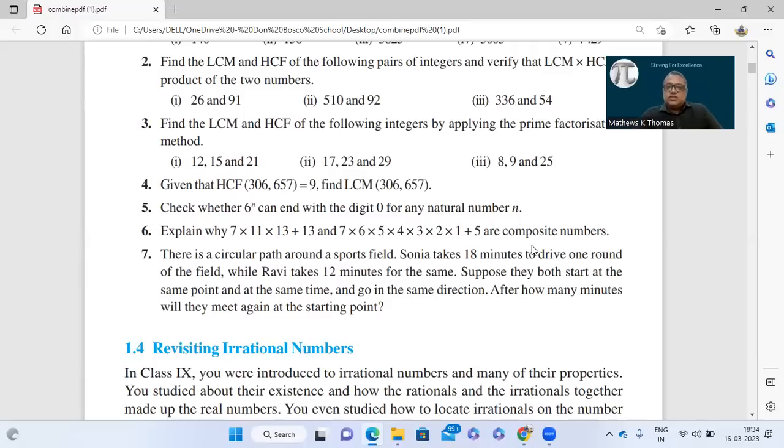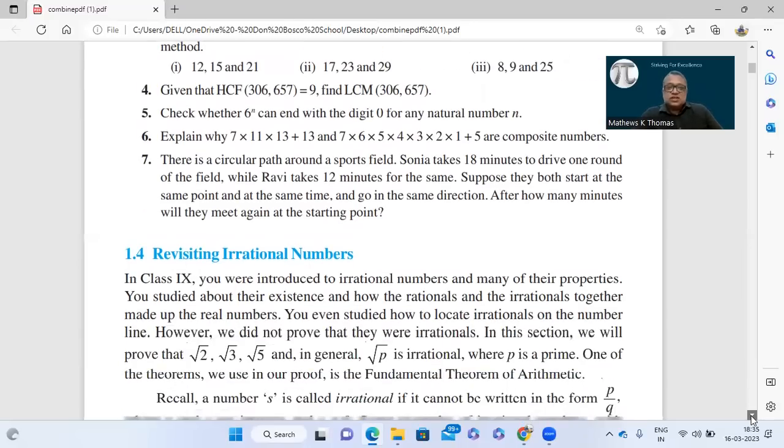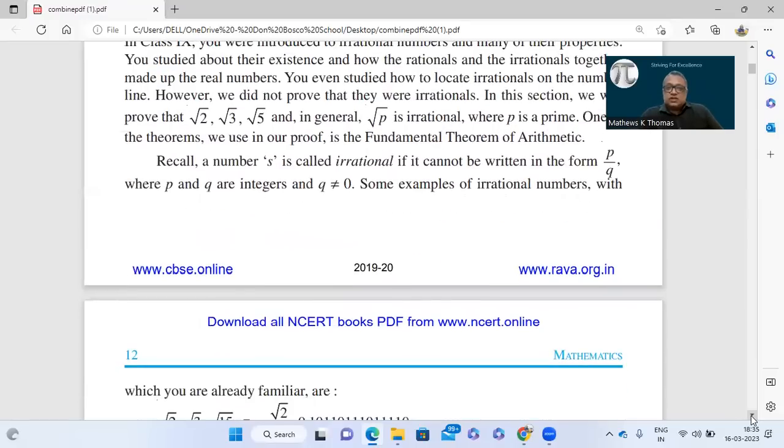Then explain why these are composite numbers. This type of question can come. Here, what we need to do is solve this and show that the final answer is made up of more than 2 factors, right? So this is what is expected in the second exercise.